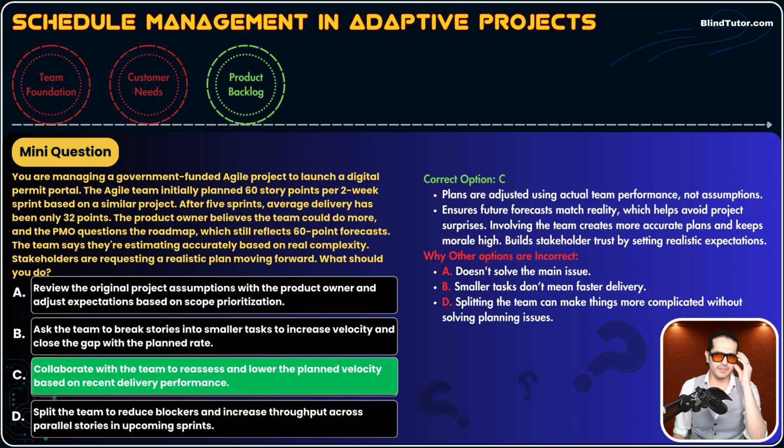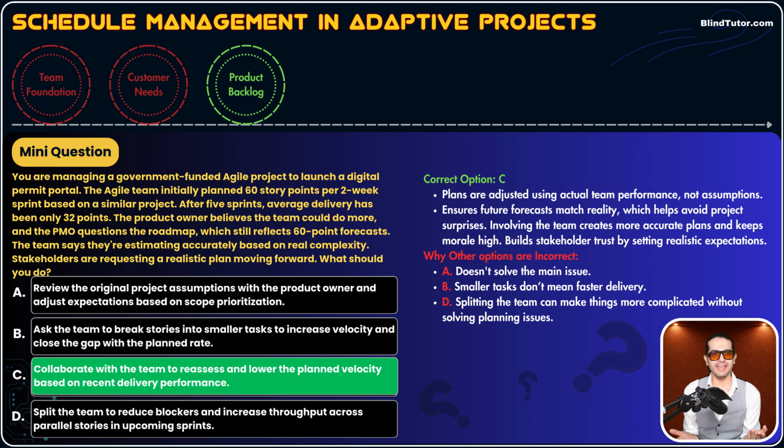But why are the other options incorrect, guys? Option A says review the original project assumptions with the product owner and adjust expectations based on scope prioritization. Guys, the question has nothing to do with scope prioritization. This doesn't solve the main issue. Unrealistic planning based on outdated assumptions is the main issue. Option A sounds like a good and fair option, but doesn't resolve the problem. Option C clearly resolves the problem.